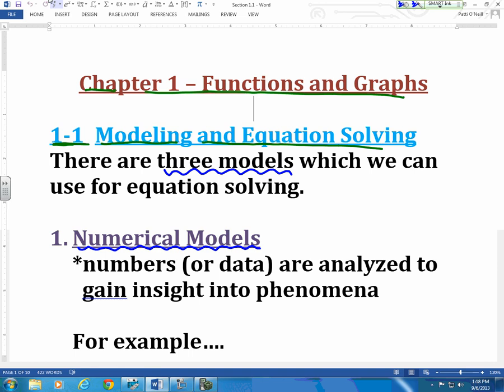And a numerical model is represented by either numbers or data, and those numbers and data are analyzed to gain insight into phenomena. That's really a beefed up definition for what this representation is. Something simple that you could make a correlation to that you could put in your notes is something like sports standings, baseball standings. They're represented in a table. And that table is considered to be numerical data.